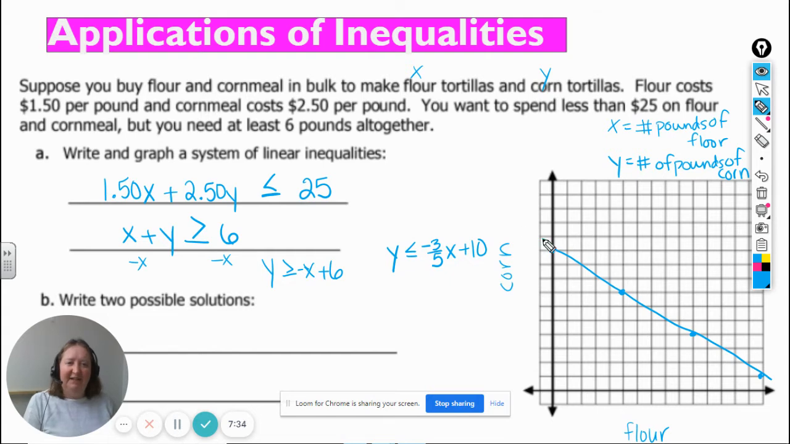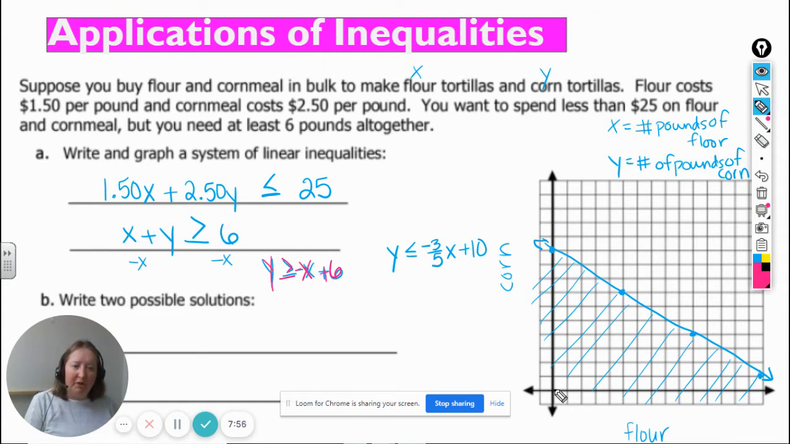I got it. Okay, now decide which way to shade. Well, it says y is less than, so I would be shading this direction for that line. Now let me switch colors and I'll just delineate here, just making sure that you are noticing which line is which.